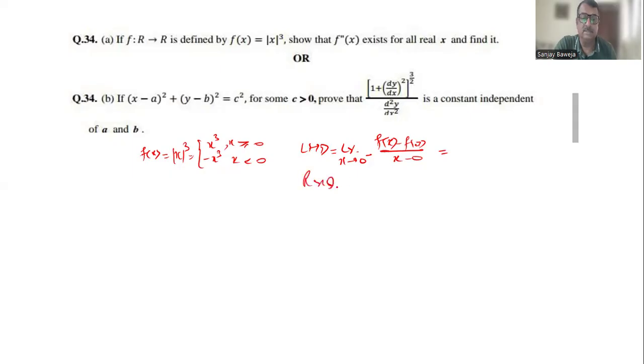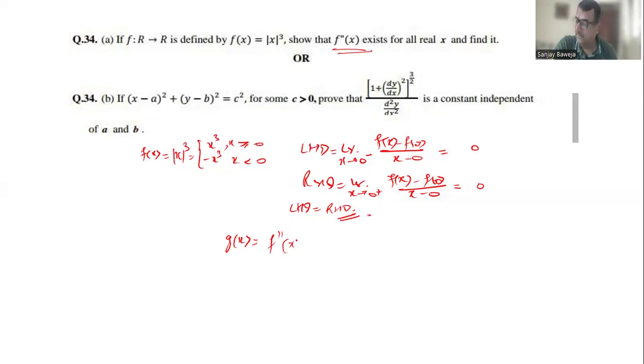And RHD is limit x tending to 0 positive, f(x) minus f(0) upon x minus 0. So you will substitute the values and you'll find that LHD and RHD, each of them is equal to 0. So it means that f(x) is a differentiable function, because LHD is equal to RHD, so f(x) is a differentiable function at x is equal to 0. And what is g(x)? Let g(x) is equal to f dash x, because we have to show that f double dash x exists.